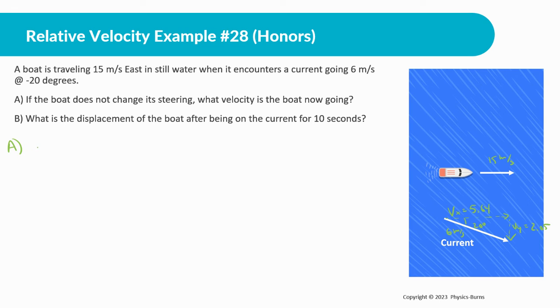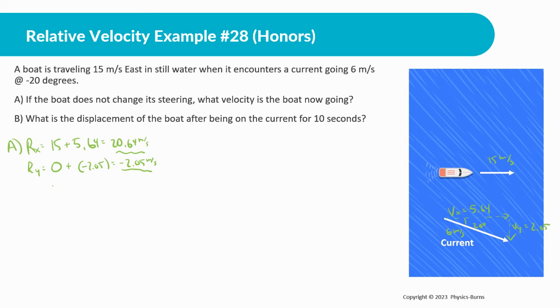Okay, so part A. Let's see how we're going to do this. So let's find what the total velocity is in the x direction. I'm just going to do the resultant in the x is going to be 15. That's what the boat's going before it finds the current. And the current's going to be pushing it in the x direction, 5.64. So this is going to be 20.64 meters per second. And then for the y, the boat isn't going in the y direction at all, 0, but the current's going to be pushing it down negative 2.05 meters per second.